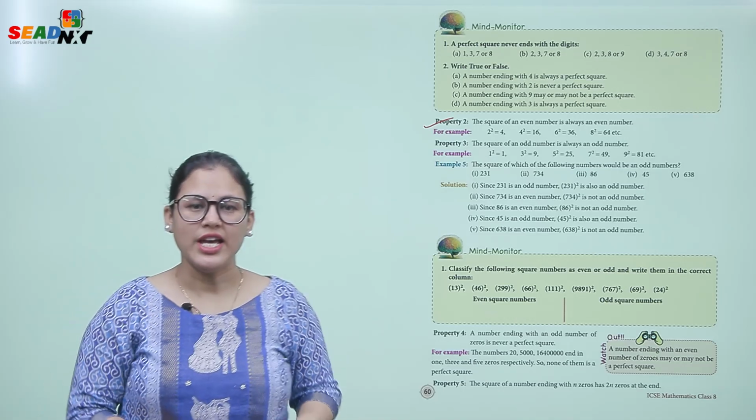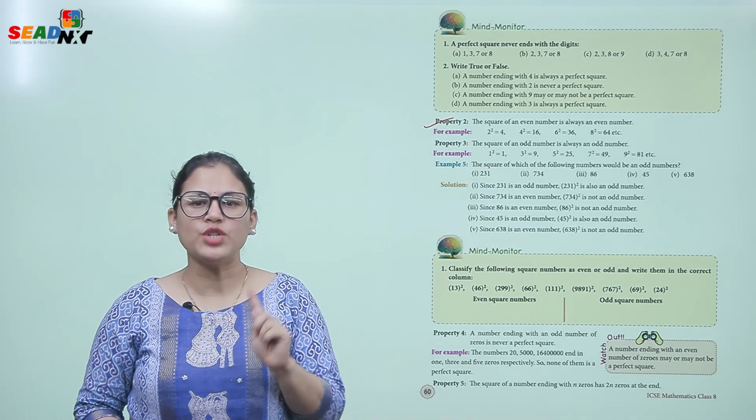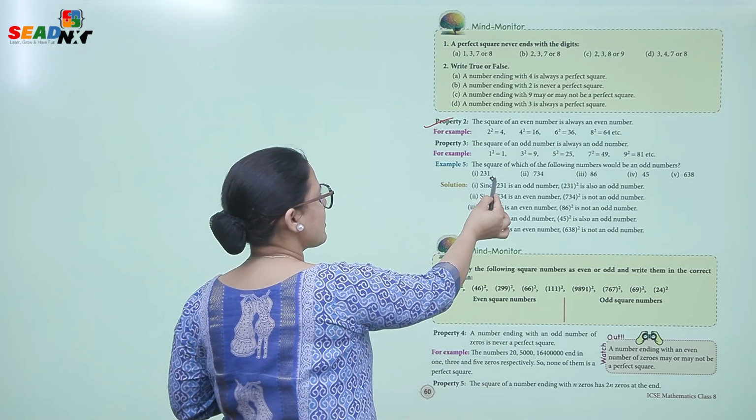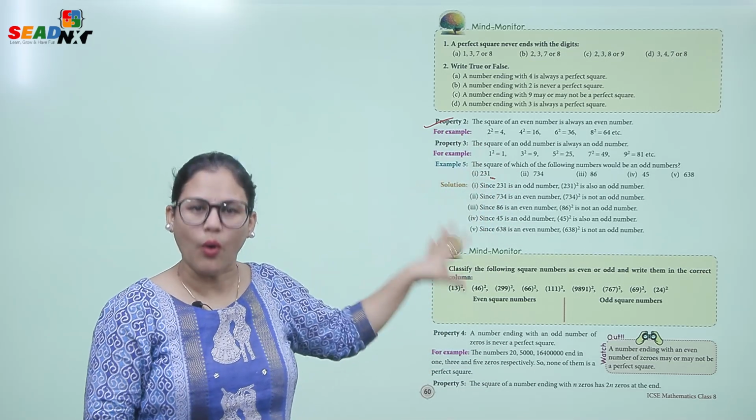Okay, example 5, the square of which of the following numbers would be an odd number? So this is very easy. 231, this is an odd number, so its square will be an odd number.